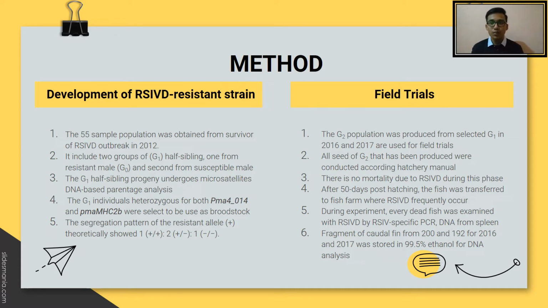During the experiment, every dead fish was examined for RSIVD by RSIV specific PCR, where the DNA was extracted from the spleen. A fragment of caudal fin from the samples of 200 and 192 fish was collected for 2016 and 2017 and was stored in 99.5% ethanol for DNA analysis.